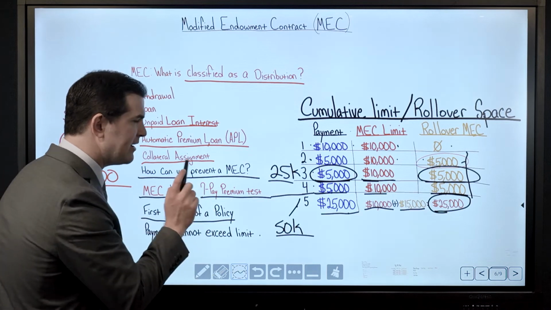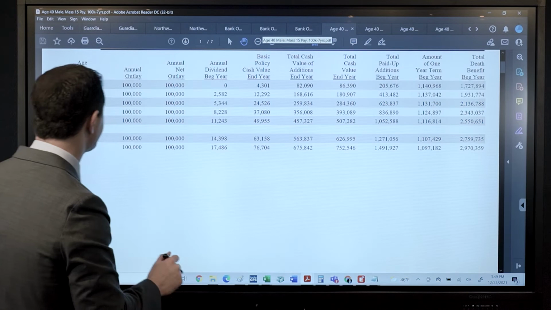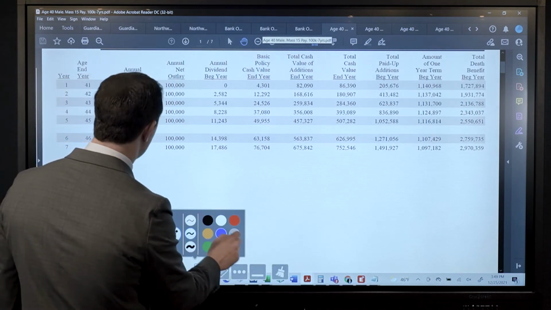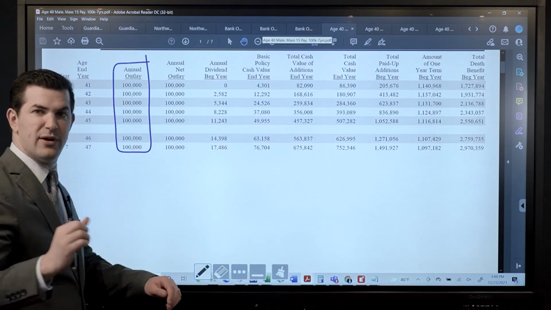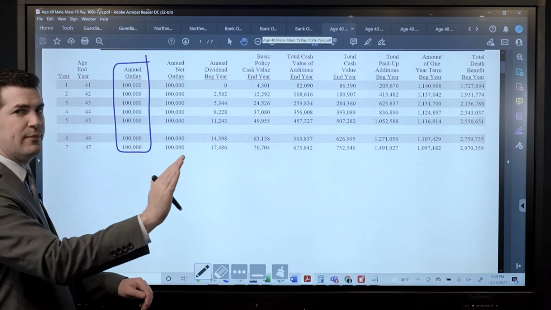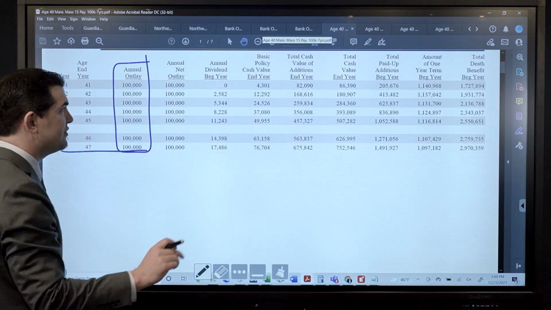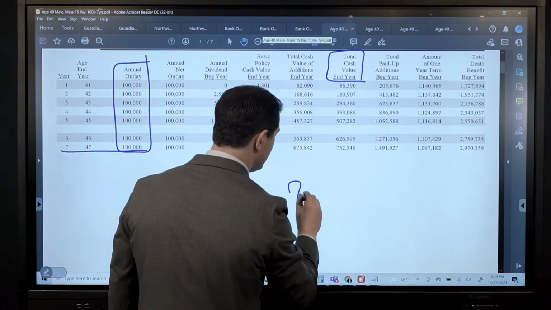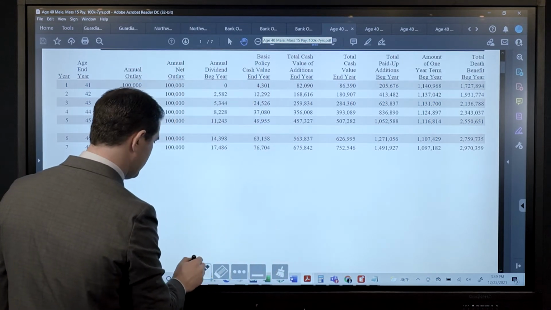Let's look at an actual example on this. So this will be really interesting here. What I want to look at is first we've got a policy here with $100K per year going in for 7 years. So I'm going to fund right up to the 7 pay in this example. We'll get into what happens beyond the next 7 years, but I want to stop in 7 years in this example. Here's my total cash value. This is all based on the new 7702 limits as well. So here we go, total cash value.